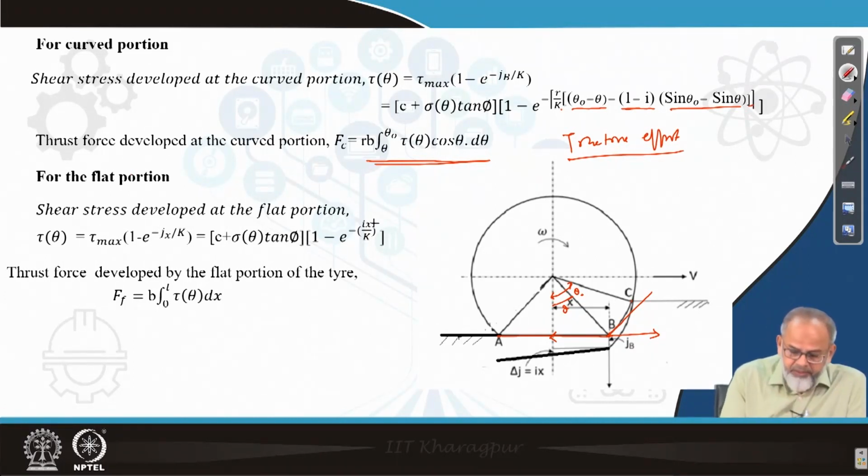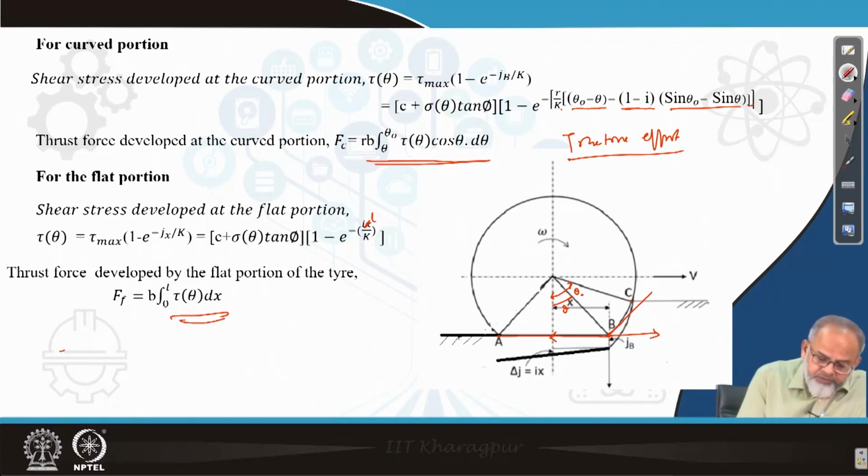Now, since we are interested in the total length, this will be equal to iL, e to the power, so this will be equal to this, instead of x you can take L. Now, the thrust force developed will be, this has to be integrated from this point to the end point, that means from point B to point A. So, I have multiplied the area with the shear stress, that is b into dx, integrated from 0 to L. So, this will give you the thrust force for the flat portion.